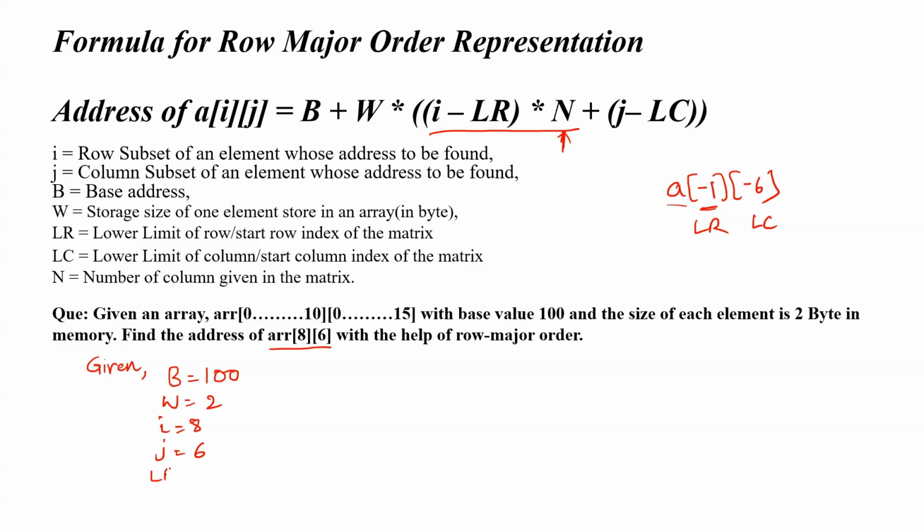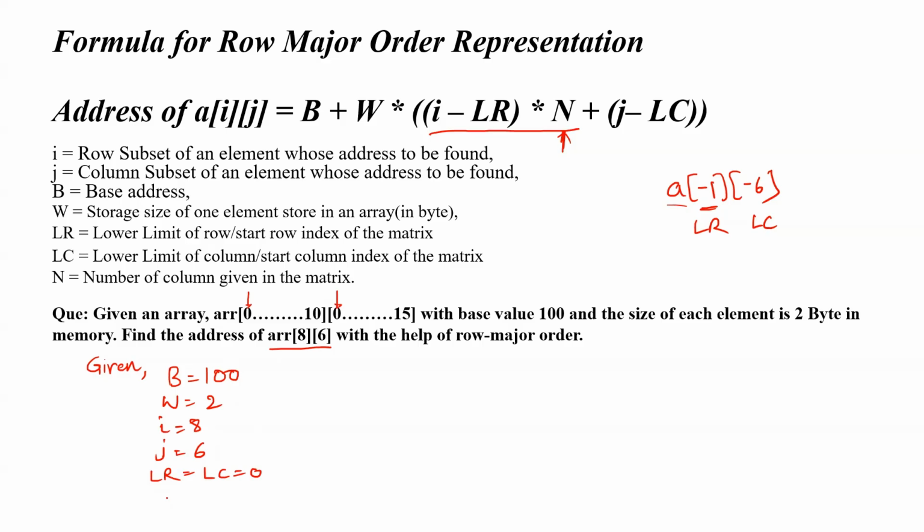Next thing I will require is LR. LR is the lower bound, or we can say the lower limit of the row. Lower limit of the row, you can see here it is starting from 0. That's why LR is 0 and LC is also 0. You can see here this index is starting from 0. That's why this is 0.